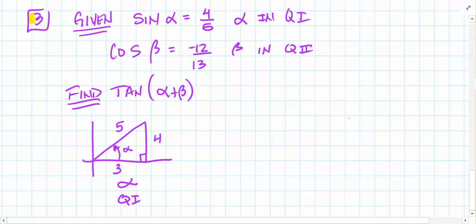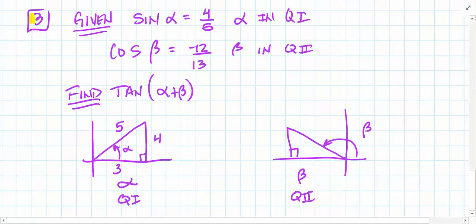Yeah, you got it. Cosine beta is negative 12/13, so we're going to be in quadrant number 2. So here's quadrant number 2. Here's our beta. I'm going to draw the appropriate right triangle. I'm going to draw my picture. And this is my angle beta. I've been given some information about beta. I know the cosine is what? Negative 12/13 in that ratio. So what's the definition of cosine again? Shout it out real quick.